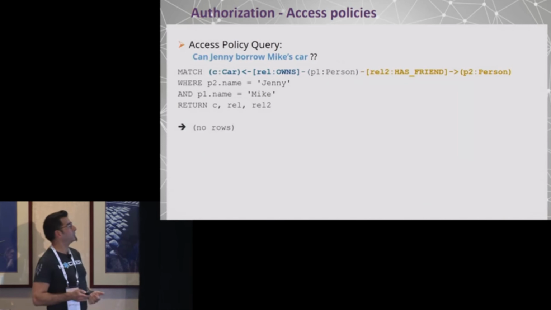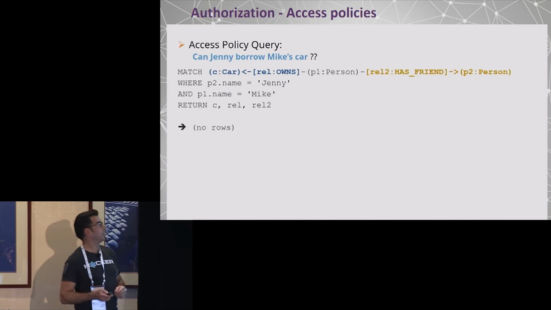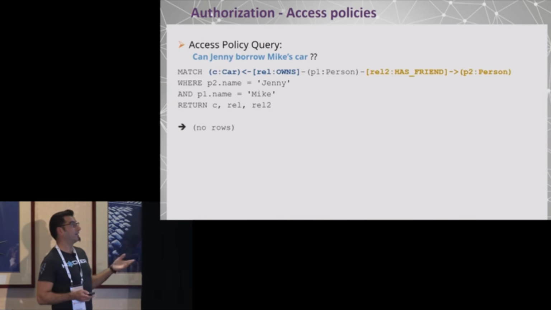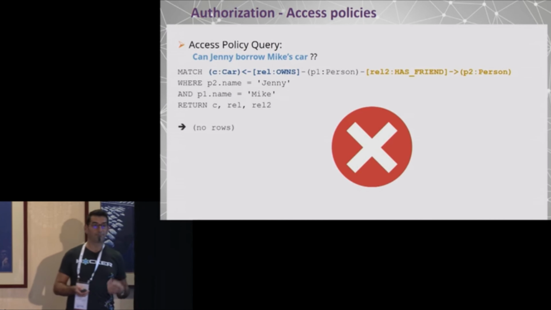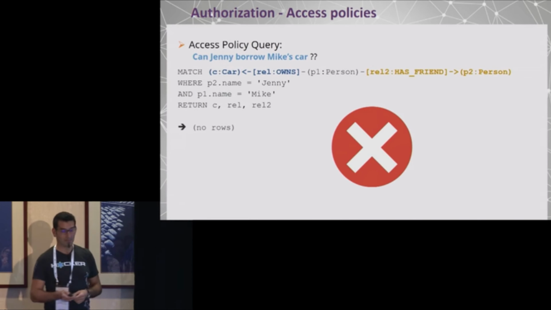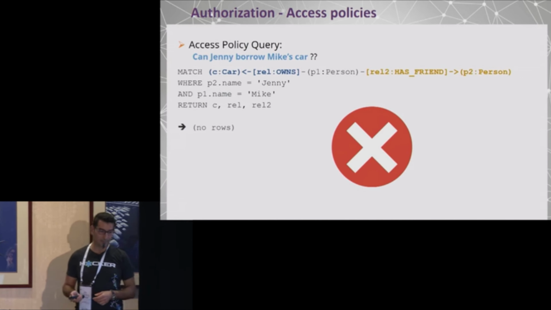If we ask the same question with Jenny and Mike, can Jenny borrow Mike's car? Well, in that case, we don't find the relationship. So in that case, there's no access, right? Easy enough. Hopefully that makes sense.